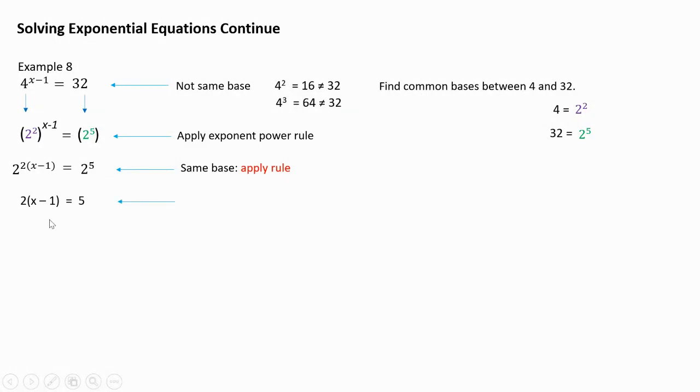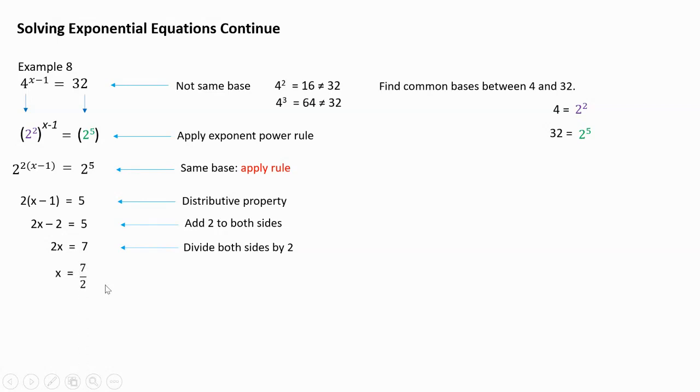Now here we're going to distribute. So 2 times x will give us 2x. 2 times -1 will give us -2. And we got equals 5. So we're going to add 2 to both sides. It's going to give us 2x equals 7. Now we divide both sides by 2. And this is our solution, 7 over 2.